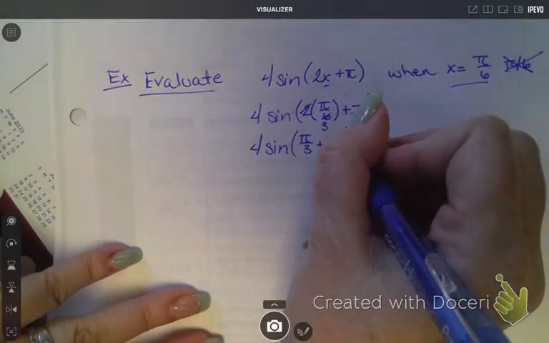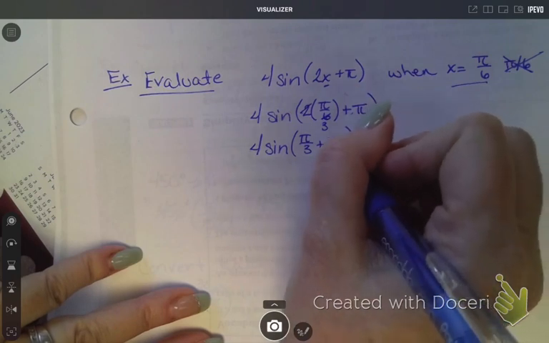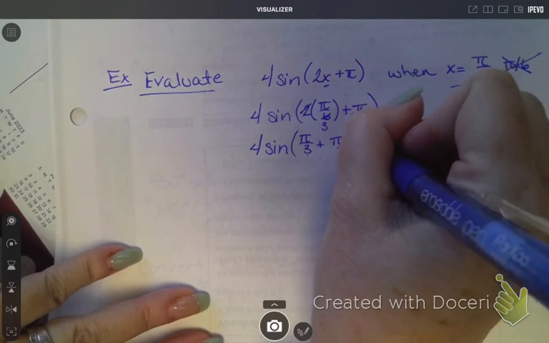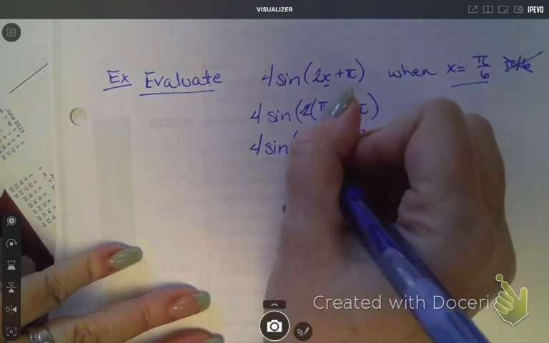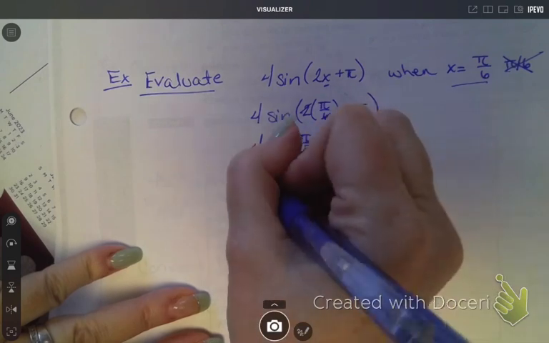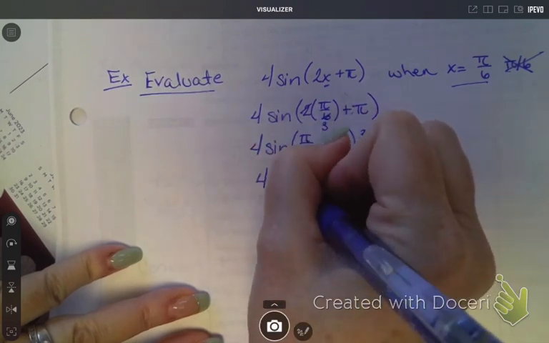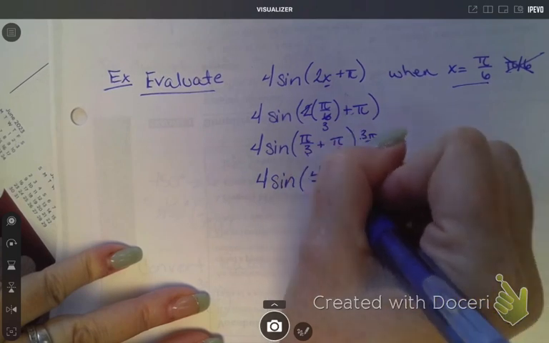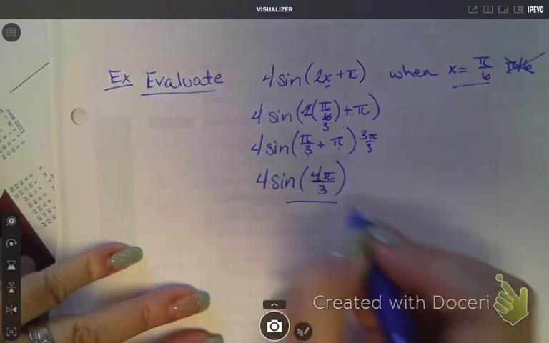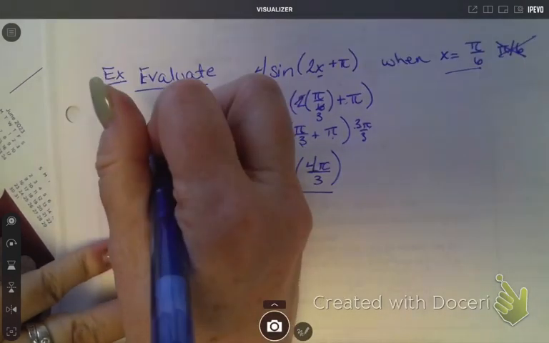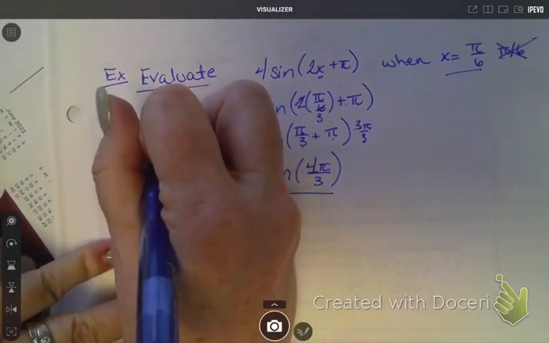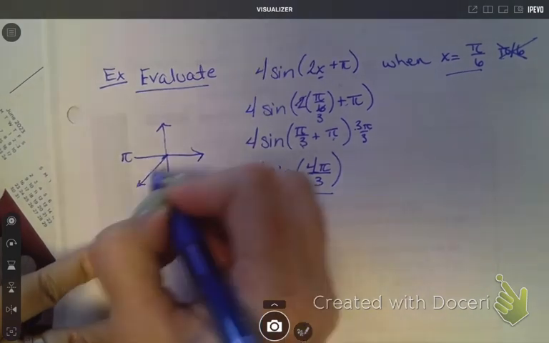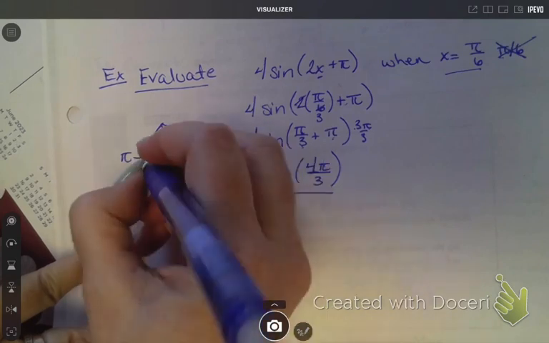So I need to get my common denominator. So pi is going to be 3 pi over 3. So pi over 3 plus 3 pi over 3 is 4 pi over 3. So I need to evaluate the sine of 4 pi over 3. So it's 1 larger than pi, so I know it's over here. This is 4 pi over 3.